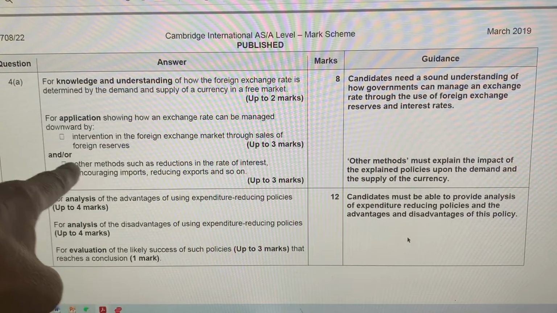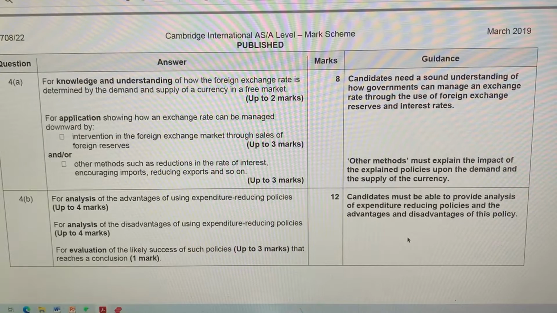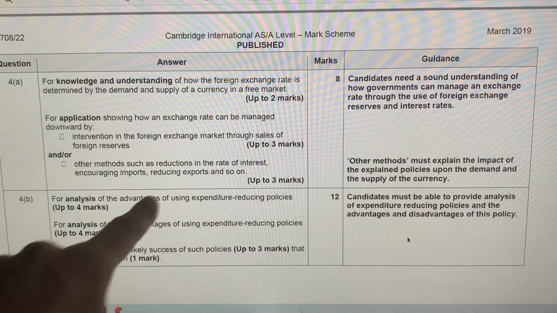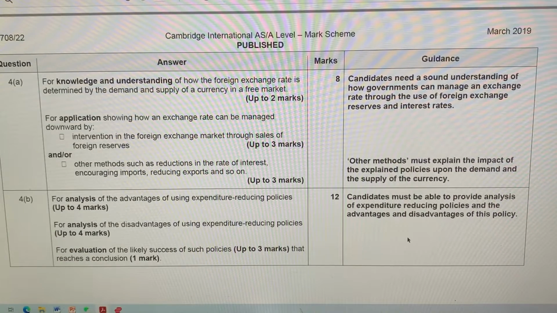But I think you naturally think about other methods or tools the government can use to reduce their exchange rate or increase their exchange rate. Anyhow, other methods such as reducing the rate of interest, reducing exports. I did not think about reducing exports because when you reduce exports, you reduce aggregate demand, for example. So what do you think?